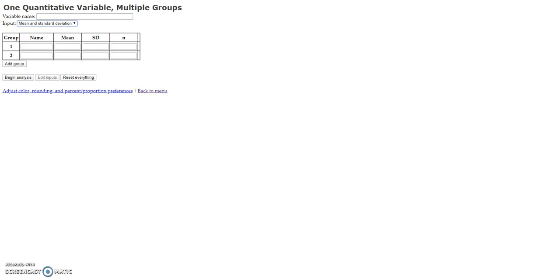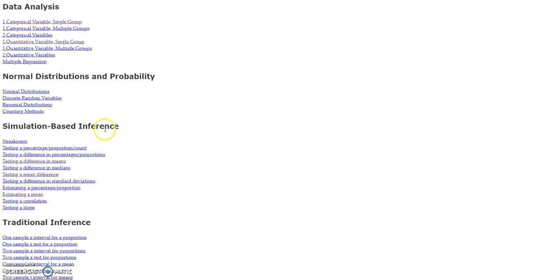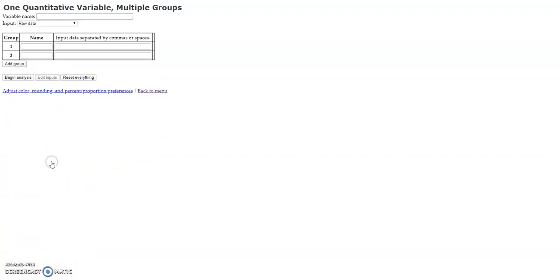All right, so I accidentally already selected in Stapplet, but remember we're in simulation-based inference, and we're going to testing a difference in means right here. So once you click on that, the default input is raw data, and we're going to change that to mean and standard deviation. So you have two groups here, and it's obvious why. It's a two-sample t-test.